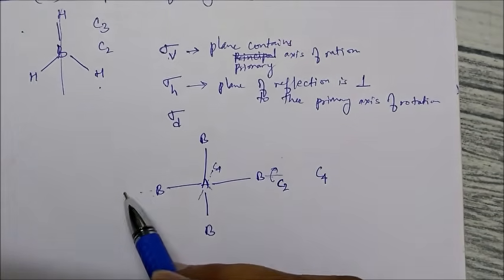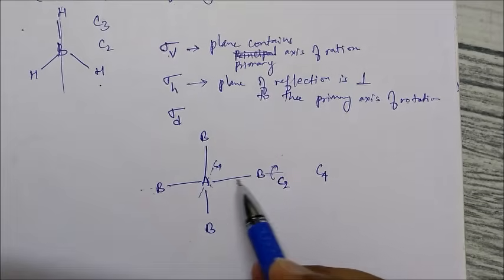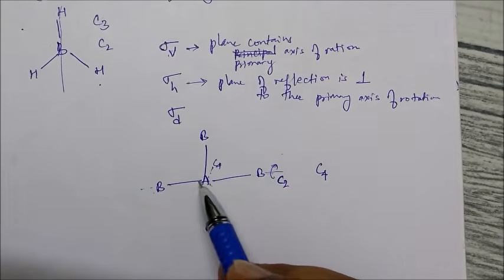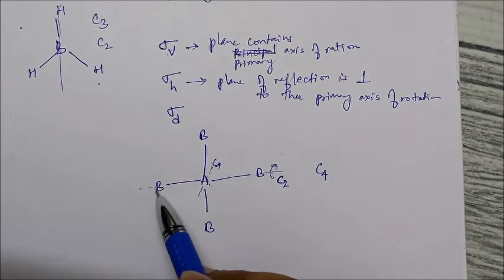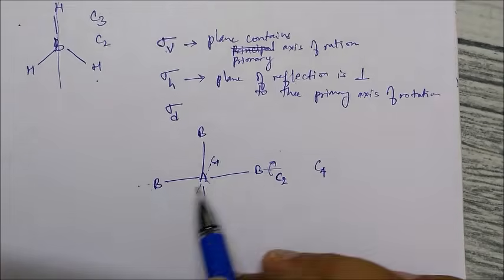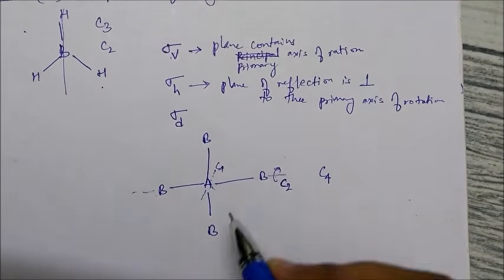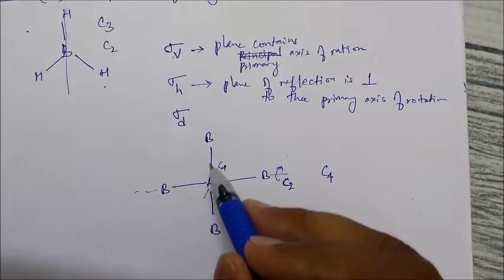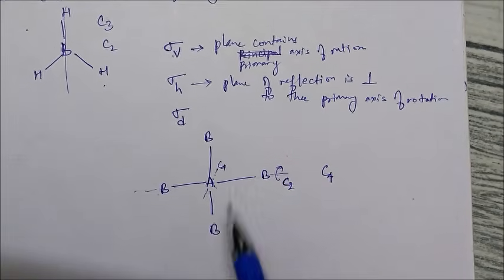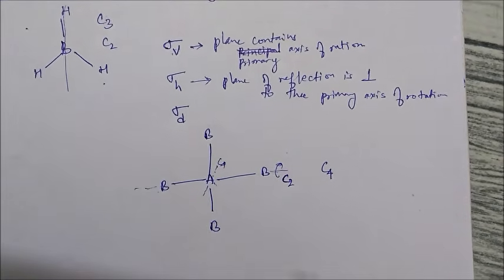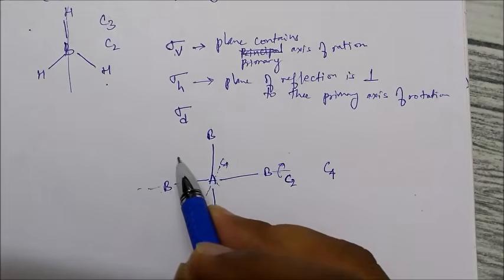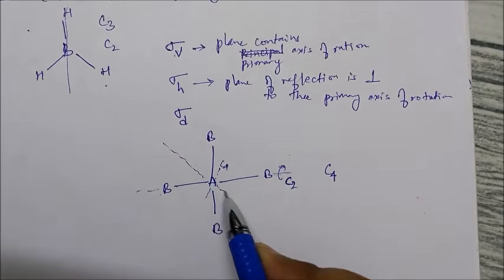From where is it passing? It is passing through this molecule only. Cutting means passing through, containing this B, A, and this B. So this is one more C2 axis, passing through this B and B. One more C2 axis is there, and that C2 axis is passing like this.